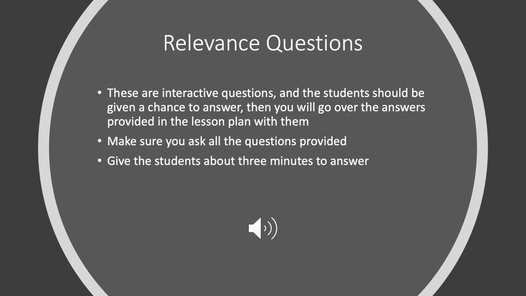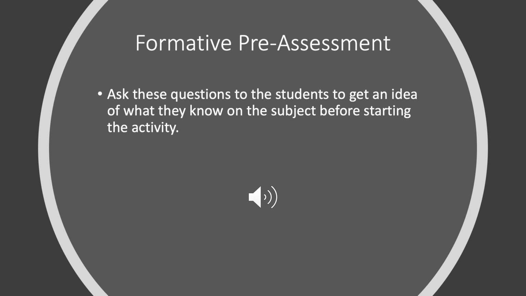The relevance questions are interactive questions and the students should be given a chance to answer. Then you go over the answers provided in the lesson plan with them. Make sure you ask all the questions provided and give the students about 3 minutes to answer. For the formative pre-assessment, ask the questions to the students to get an idea of what they know on the subject before starting the activity.